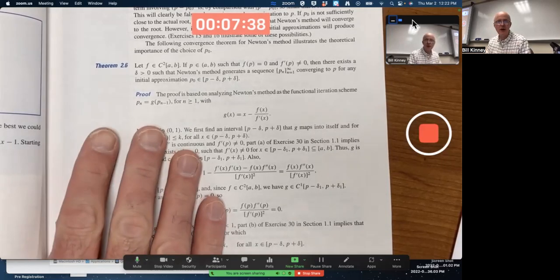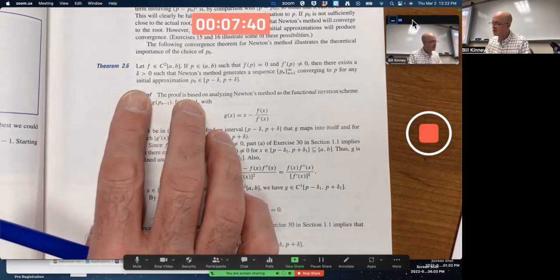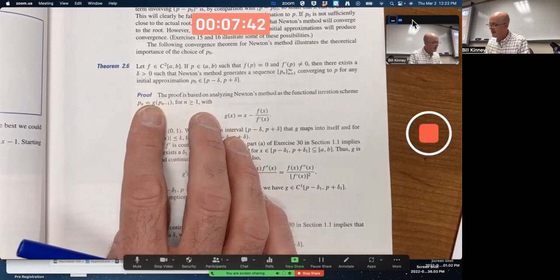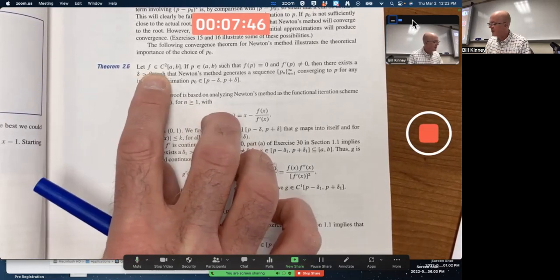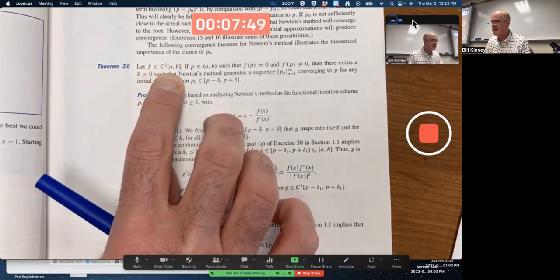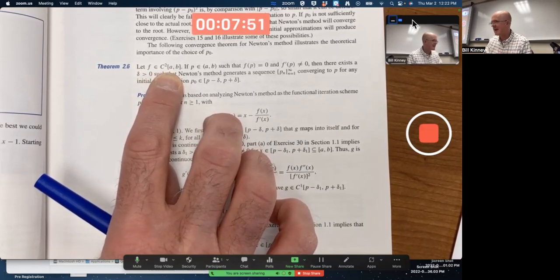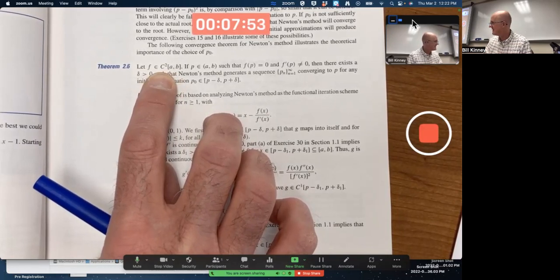So let's start with this theorem right here, theorem 2.6, which is in the section about Newton's method. Try to understand what the theorem says, first of all. So we're starting with a function that's in C2[a,b]. I did say what that meant, I think, the other day. Anybody remember what that's called?